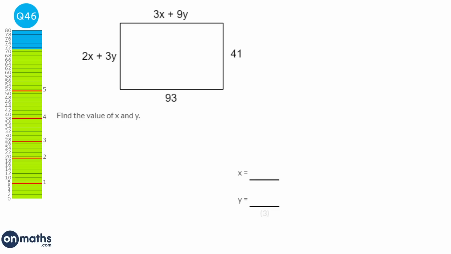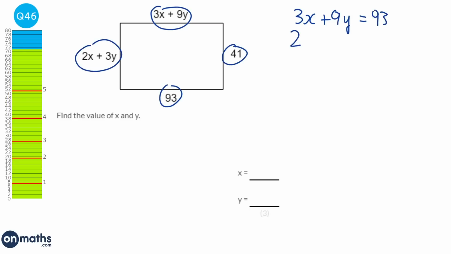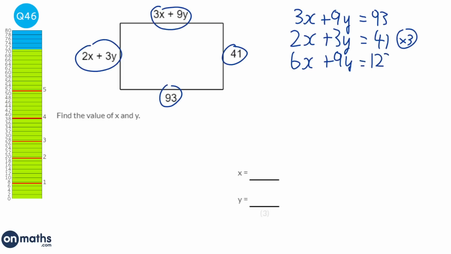Something we know about rectangles is opposite sides are equal. So these two will be equal, and these two will be equal. And you notice now that we've got simultaneous equations. So what I'm going to do is get the coefficient of the y the same. And I'm going to do that by multiplying everything in the second equation by 3. So we get 6x plus 9y equals 123.